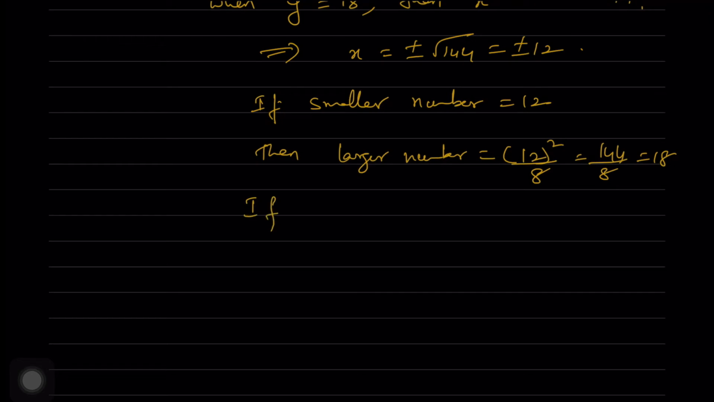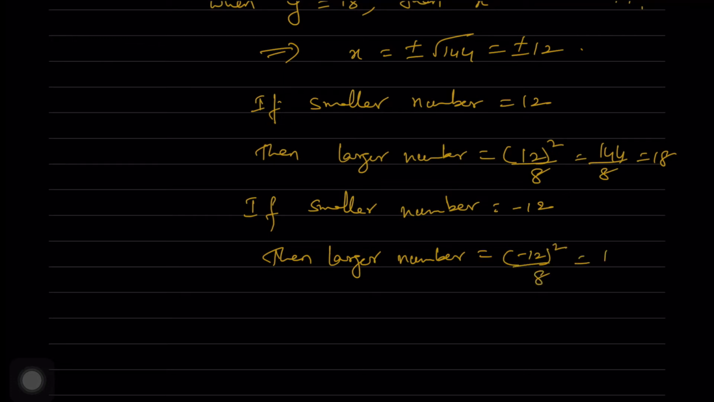So if smaller number is minus 12, then we have minus 12 whole square divided by 8, which is also equal to 144 by 8, which is equal to 18.